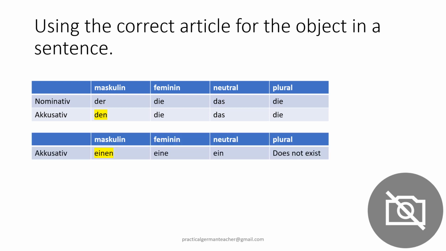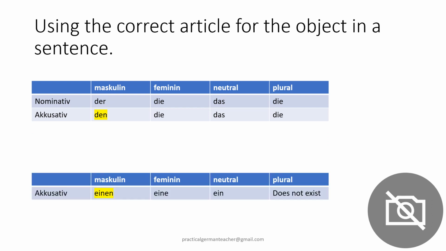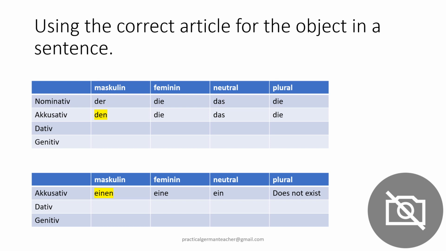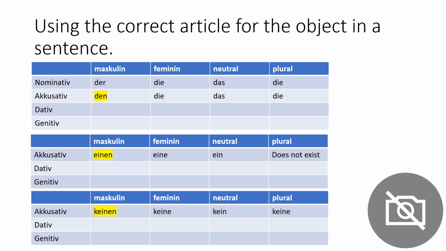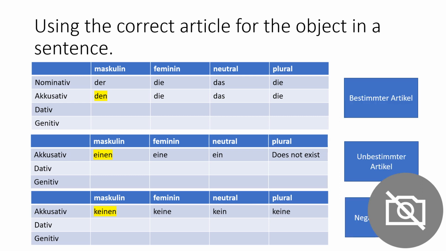The second table corresponds to the unbestimmte Artikel. You will notice two more rows referred to as dative and genitive in each table. This is meant to give you a teaser of something that you will learn later. Now the third table gives you the accusative variation of Negationsartikel. The slide sums up our discussion on accusative articles for now.